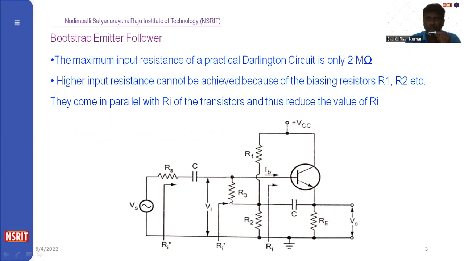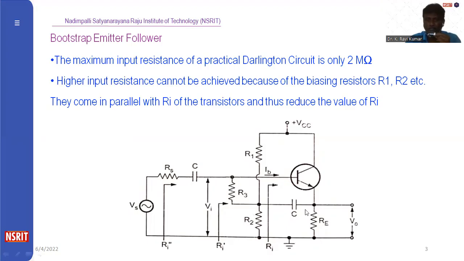Why we are calling it a Bootstrap emitter follower circuit is, if any voltage changes occur across the R3 resistance, the same change will be experienced at the output also. That same voltage will change across the output. That's why it is called a bootstrap. And here we are using an emitter follower circuit, which means a common collector configuration. We are pulling the input impedance to the output side. That's why it is called a bootstrap emitter follower.